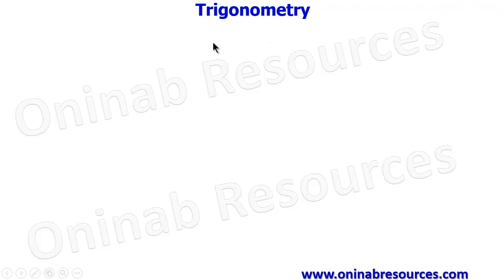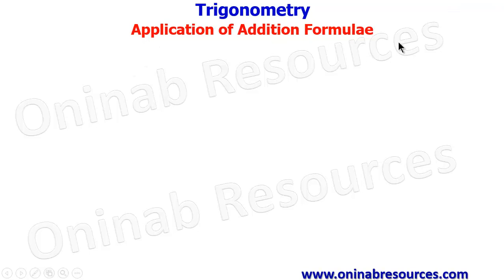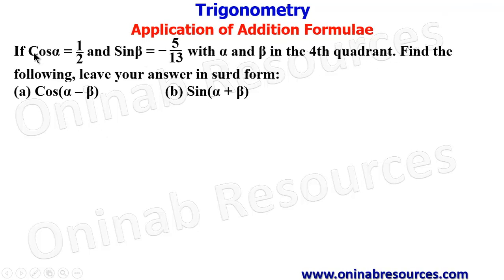In this video, we'll be looking at application of addition formulae. So we have our problem here. If cos alpha is equal to 1 over 2 and sin beta is equal to negative 5 over 13, with alpha and beta in the fourth quadrant, find the following, leave your answer in surd form. So we have to find cos(alpha minus beta) and sin(alpha plus beta).